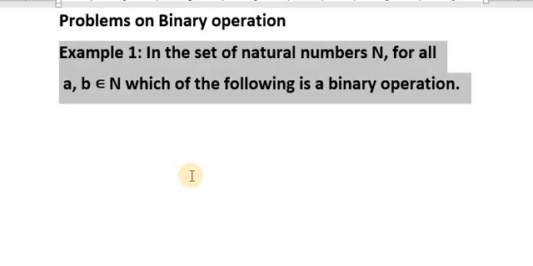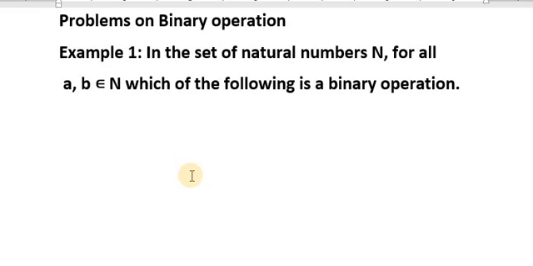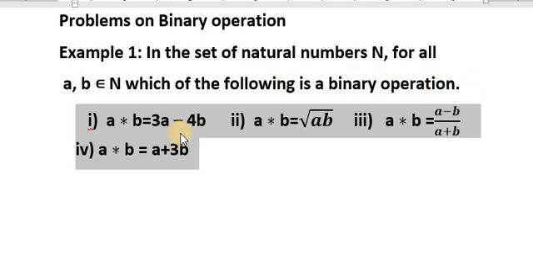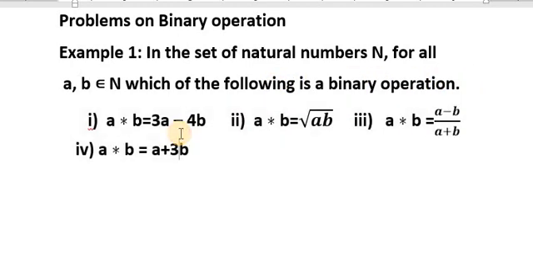First one: in the set of natural numbers N, for all a, b belongs to N, which of the following is a binary operation? Here I have taken four problems. That is, a star b is equal to 3a minus 4b, and a star b is equal to root ab. Third one, a star b is equal to a minus b by a plus b. Fourth one, a star b is equal to a plus 3b. Now let us see which of these is a binary operation.